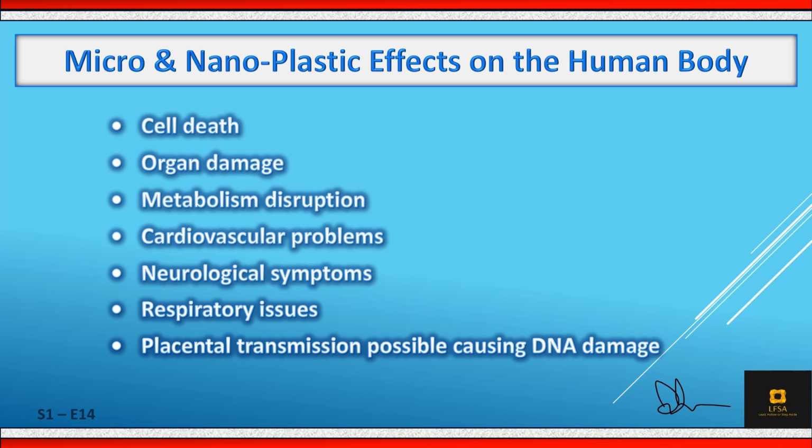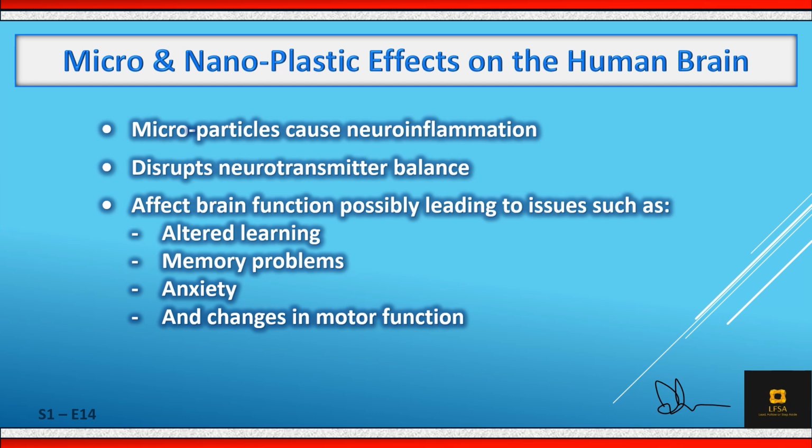In short, nanoplastics cause cell death, organ damage, metabolism disruption, cardiovascular problems, neurologic symptoms, respiratory issues, and placental transmission, possibly causing DNA damage. By the way, the organ with the highest percentage of fat is the brain. Nanoplastics enter the brain and become deposited in the fatty tissue of the brain. Nanoplastics cause neuroinflammation. They disrupt neurotransmitter balance. They affect the brain function, possibly leading to issues such as altered learning, memory problems, anxiety, and changes in motor function.